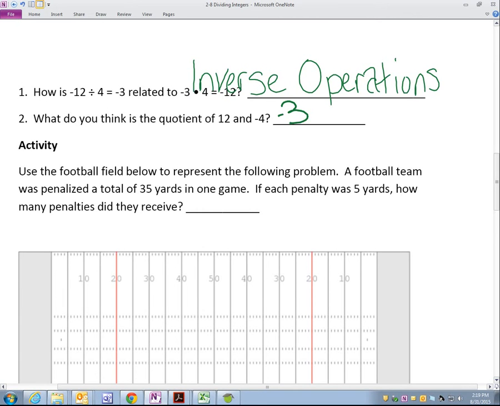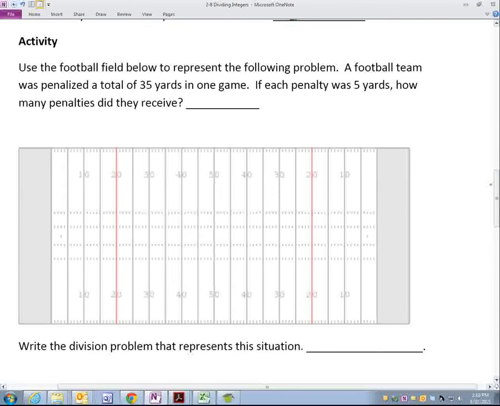So let's do this football field one. Use the football field below to represent the following problem. A football team was penalized a total of 35 yards in one game. If each penalty was 5 yards, how many penalties did they receive? Mandrew. 7. There were 7 of them. Good. 7 penalties. Words in the question, words in the answer. 7 penalties in the game.